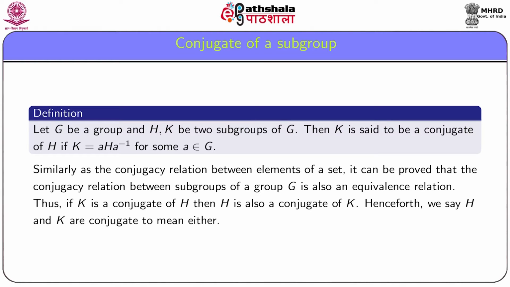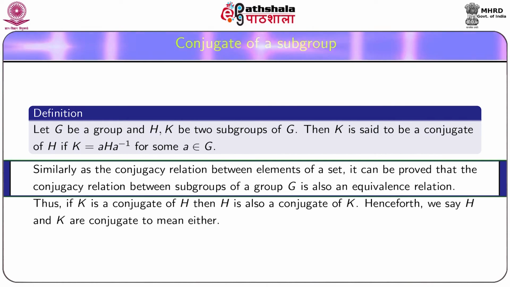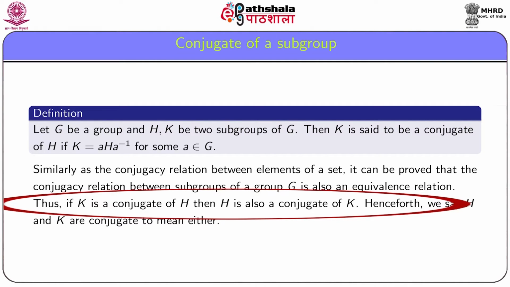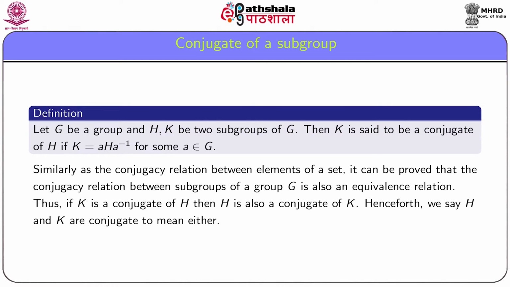Let G be a group and H, K be two subgroups of G, then K is said to be a conjugate of H if K is equal to A H A inverse for some A in G. Similarly to the conjugacy relation between elements of a set, it can be proved that the conjugacy relation between subgroups of a group G is also an equivalence relation. Thus, if K is a conjugate of H, then H is also a conjugate of K. Henceforth, we say H and K are conjugate to mean either of them.